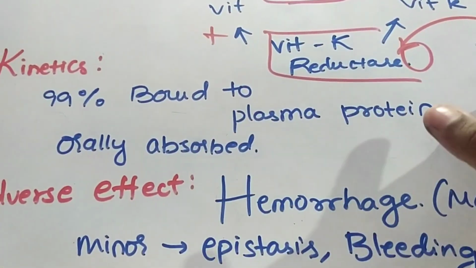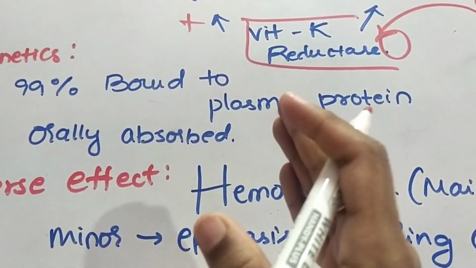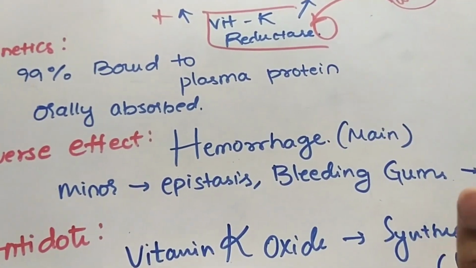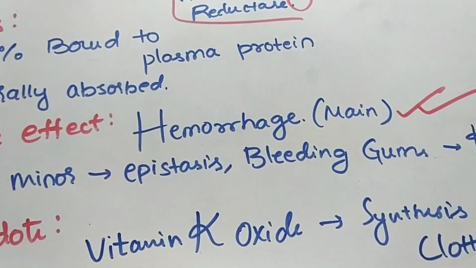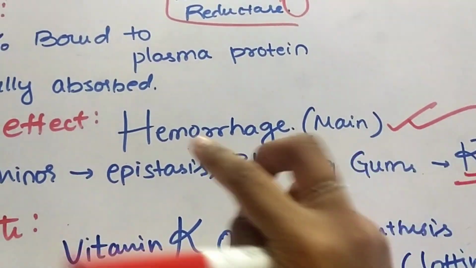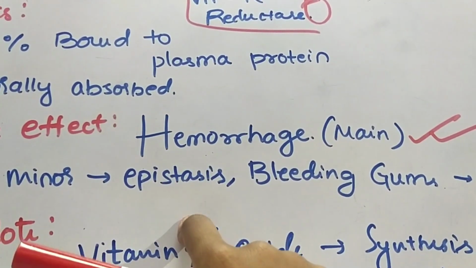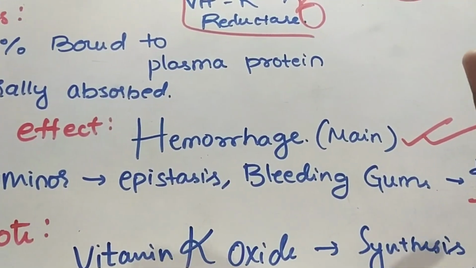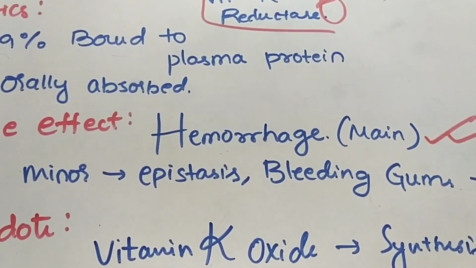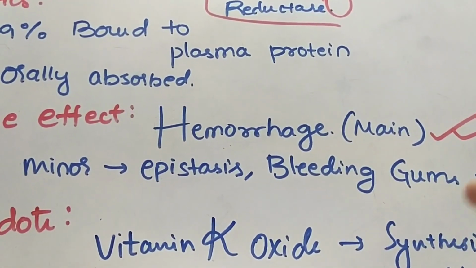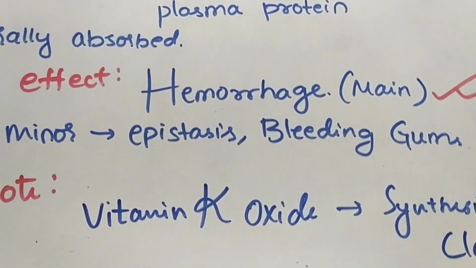Now the kinetics: 99% of warfarin is bound to plasma protein, and it is well absorbed orally. The main adverse effect is hemorrhage. Minor adverse effects, which are rare, are epistaxis and bleeding gums. Epistaxis is bleeding of the nose, where blood comes out of the nose. Episodic epistaxis and bleeding gums can be seen, but they are rare.